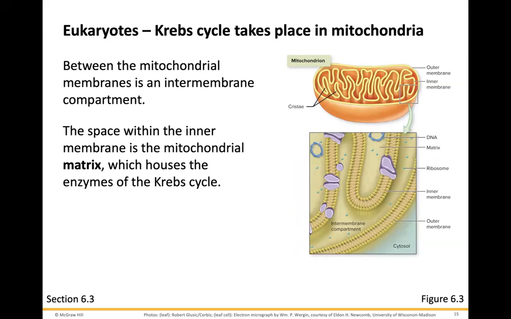The Krebs cycle will also take place in the mitochondria. Between the mitochondrial membranes is the intermediate compartment. The space within the inner membrane is the mitochondrial matrix, which houses the enzymes of the Krebs cycle.